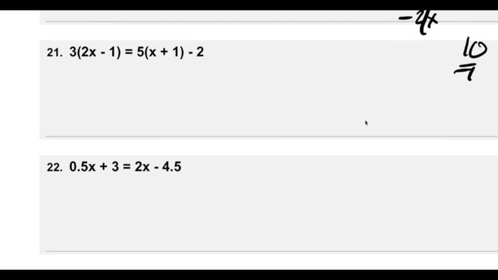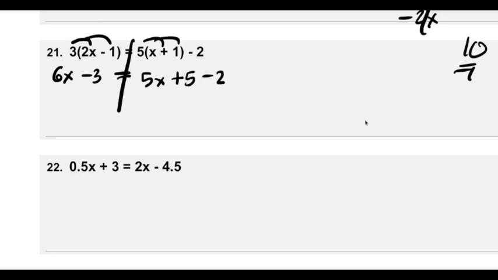Next one. Now all we do here is distribute both sides. So let's distribute this side. 3 times 2 is 6. And 3 times 1 is 3. Equal sign, very important. Distribute the 5. So 5x plus 5 minus 2. 5 times x is 5x. 5 times 1 is 5. And minus 2 there. Now before we do anything else, let's simplify. I can simplify these two. So I get 6x minus 3 equals 5x plus 3.